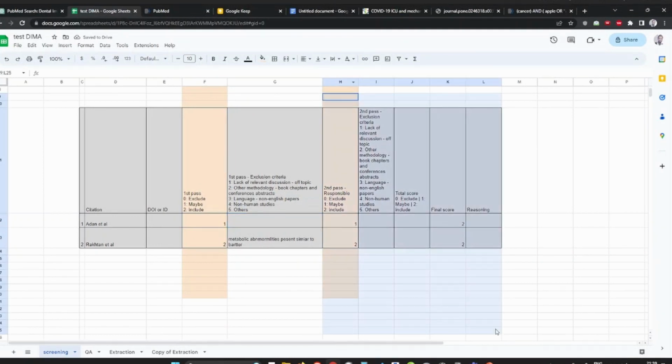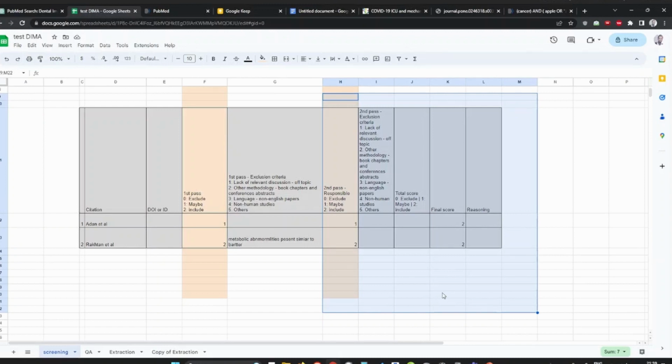Same will happen for the second author. I will form a different sheet for this author, so he does not know if I included the paper or excluded the paper. Then a third author will come in and check. If both authors are saying include the paper, we will include the paper. If both authors are saying exclude the paper, we'll exclude the paper. If there is a conflict, one author is saying include this paper, the second is saying no, we have to exclude the paper.